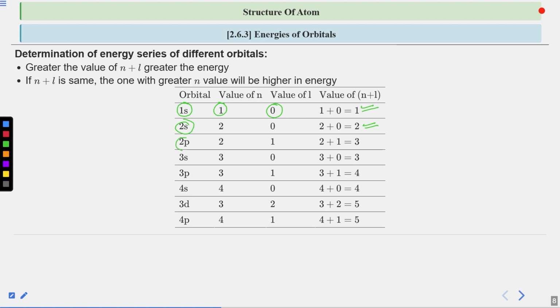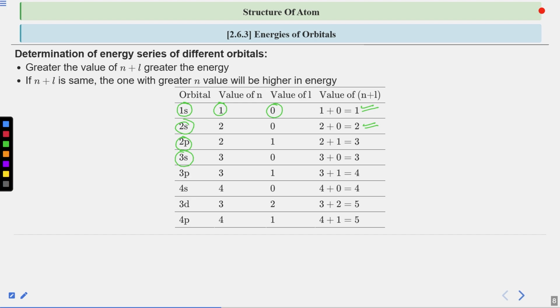Now, if you see 2p and 3s, they both have the same n plus L value. Then the question arises, which one will have a lower energy? For that, you have to look at the n value. Since 2p has a lower n value, it will be lower in energy. So remember, if two orbitals have the same value of n plus L, then you have to look at the n value.